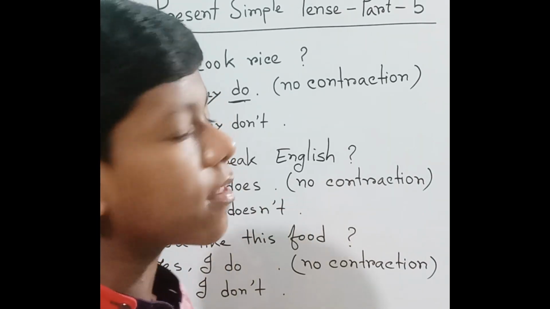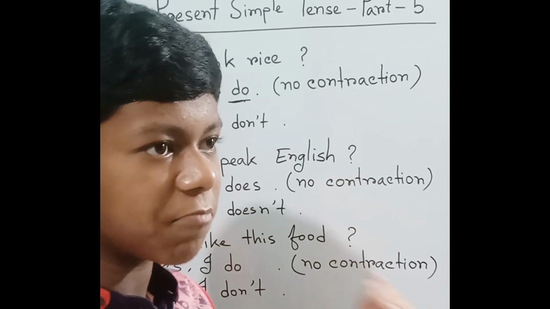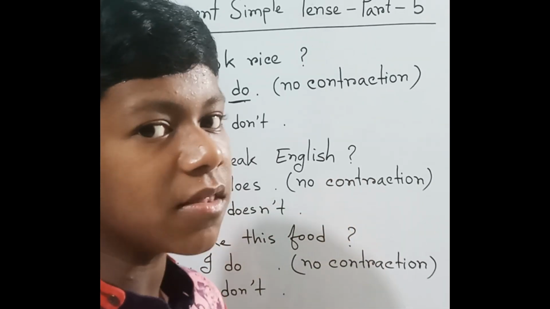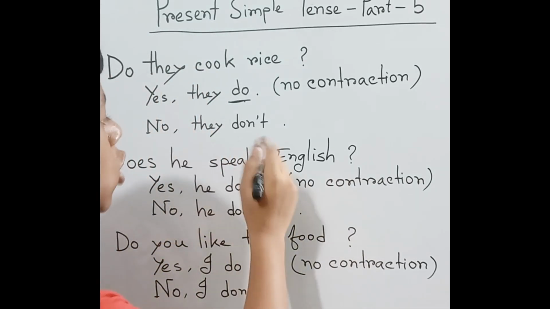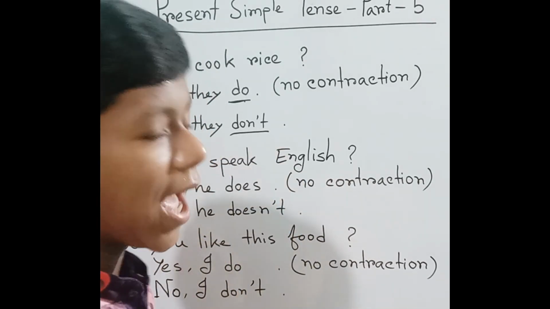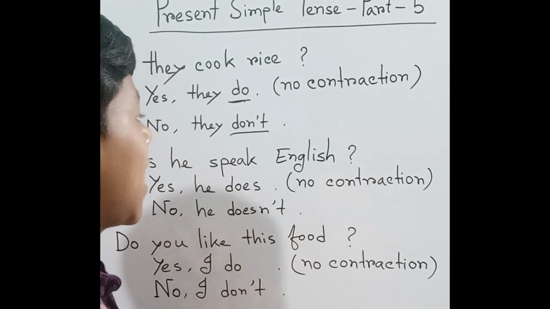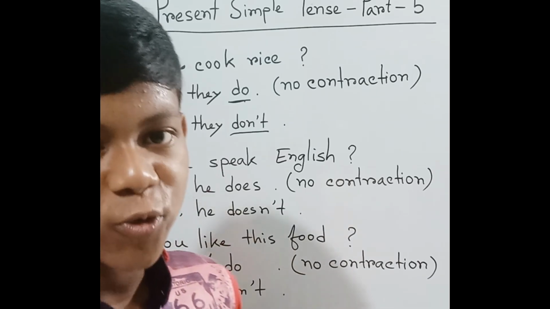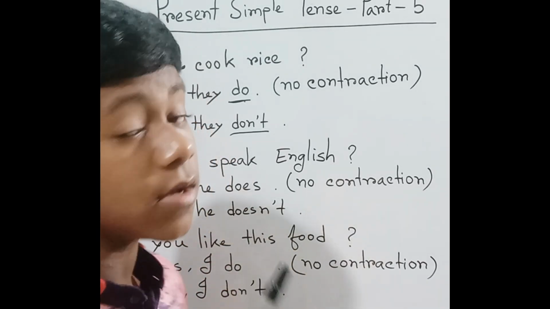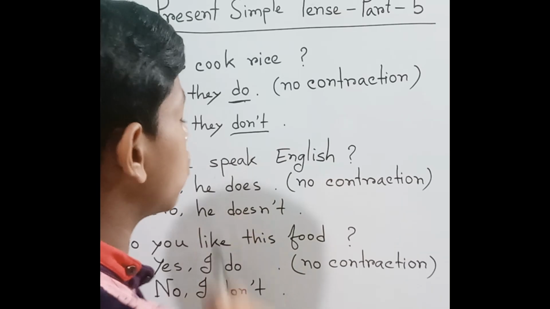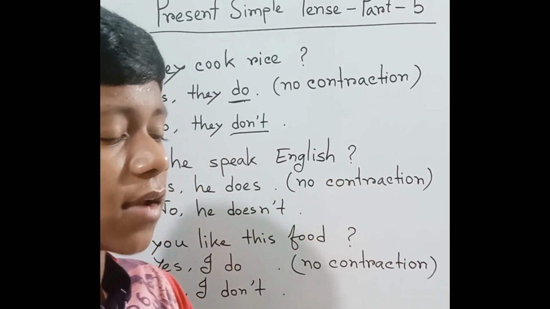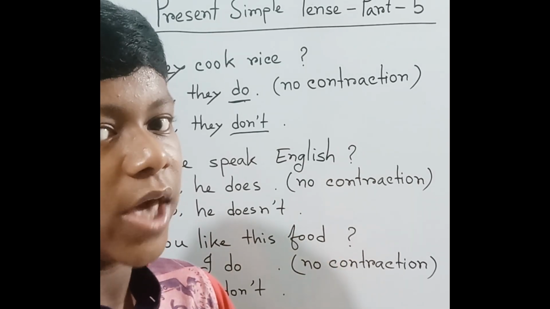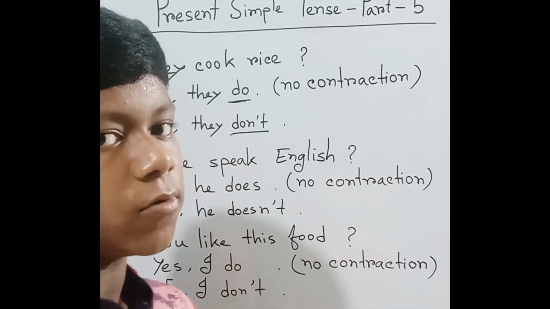But if you want to answer the speaker in a negative sentence in a shortened way, you can say no, they don't. Here we have used don't, and in this short sentence there is a contraction, a shortened form, don't. We have already learned that do not becomes don't, does not becomes doesn't. We learned this in present simple tense part 3.